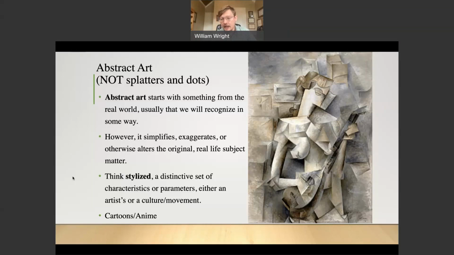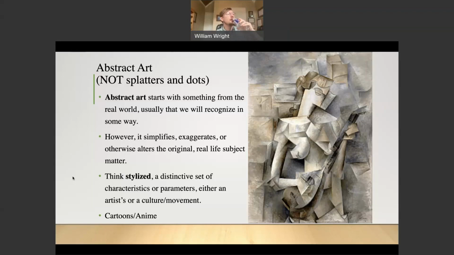And then I ask, once they know that they're looking at a girl playing a string instrument, does it look like that? And at the end of the day, no, it doesn't. This does not look like a person, really. It's very angular. It doesn't have facial features. It's very altered, but we know it's inspired by the real person. So that's what makes it abstract.